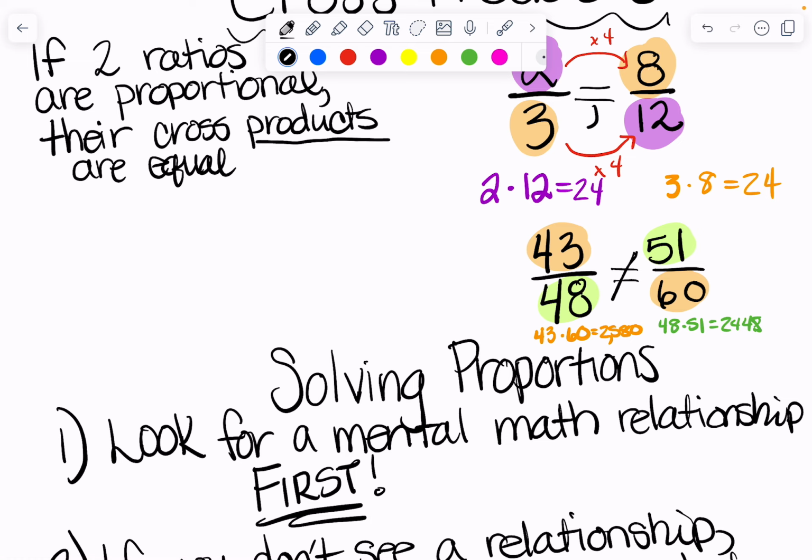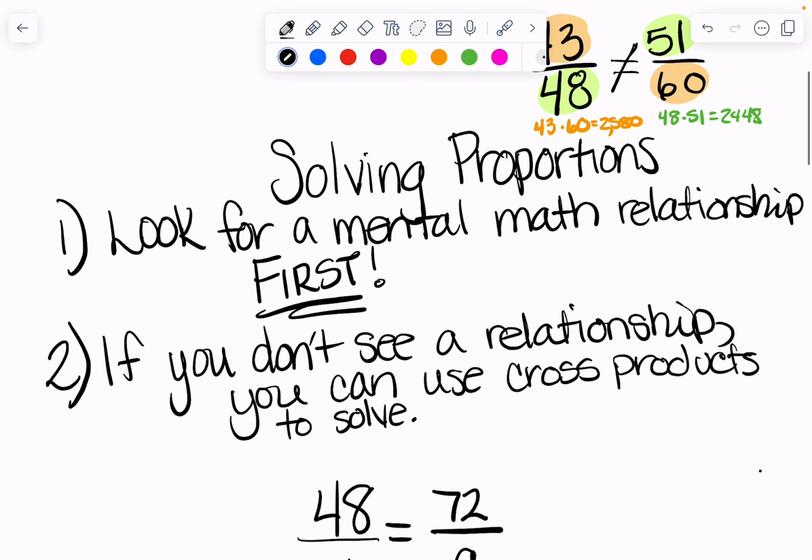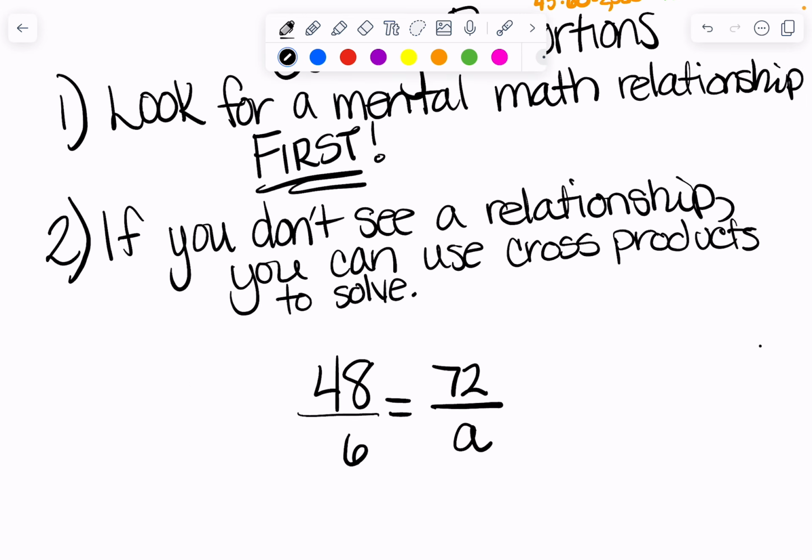We can also use that information about the cross products being equal to actually solve proportions. So when we are solving a proportion, that's when we have a variable in the proportion somewhere. And so first, I always want you guys to look for that mental math relationship or connection first, all right? If you see that you're just doubling the numbers, or you can multiply a number by 5 or something like that, if you see a relationship like that, that's going to be the easier way to do it. But if you don't see that relationship, the cross product method will always work.